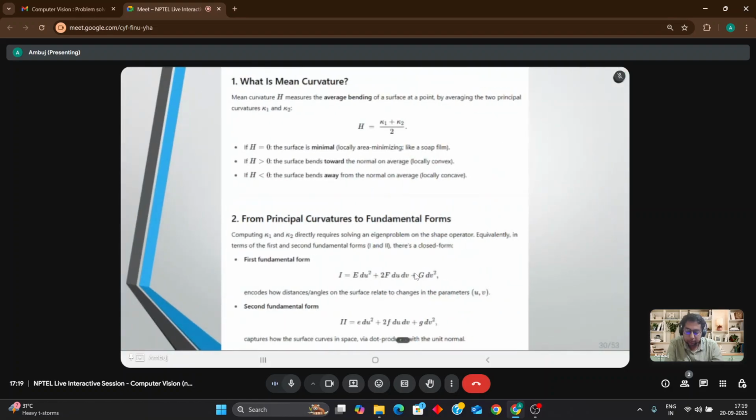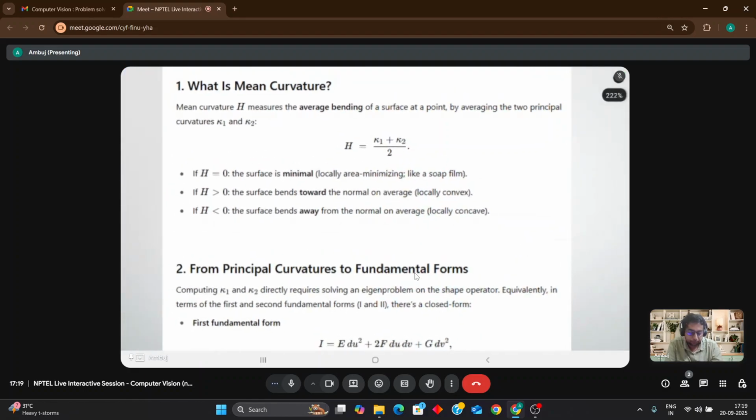What is mean curvature? Mean curvature H measures the average bending of a surface at a point. It averages the two principal curvatures K1 and K2. If H is equal to 0, the surface is minimal. If H is greater than 0, it bends towards the normal. If H is less than 0, then the surface bends away from the normal.